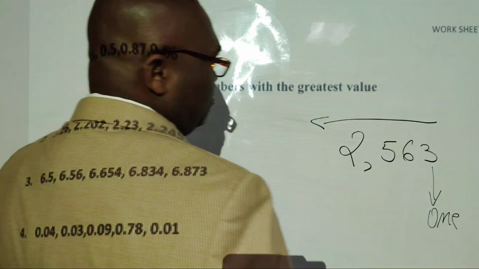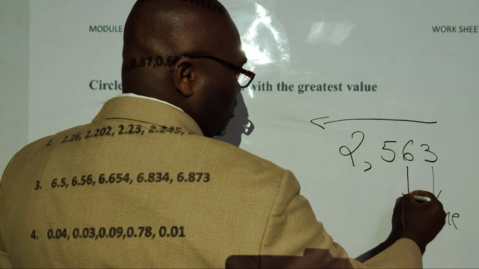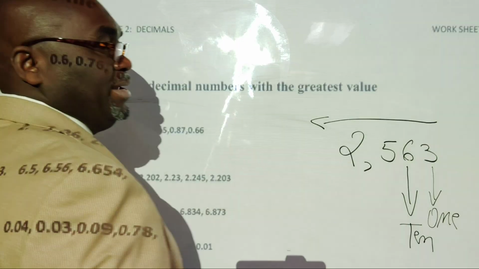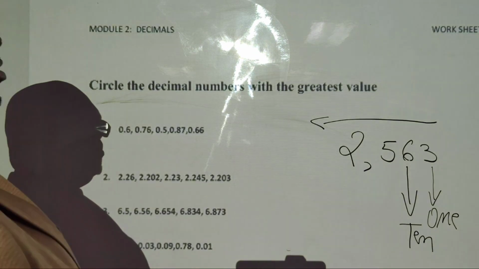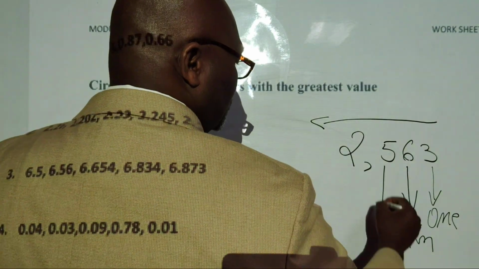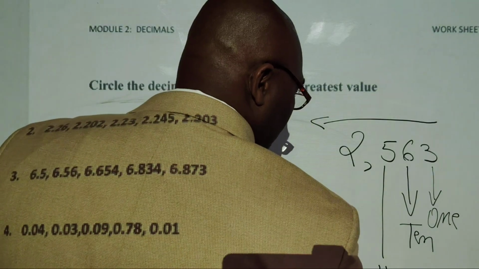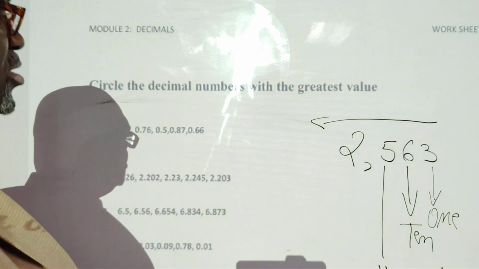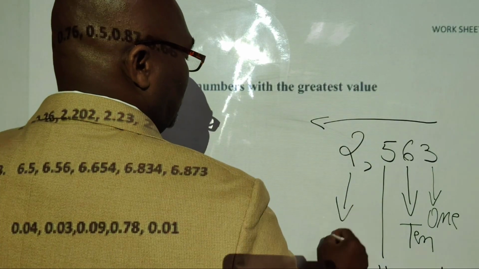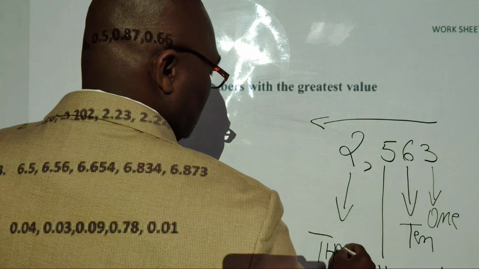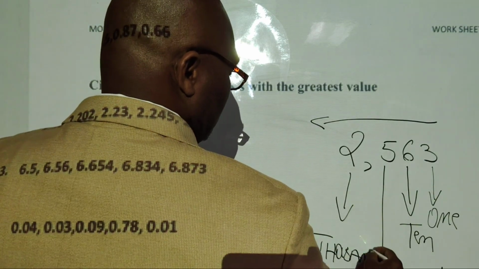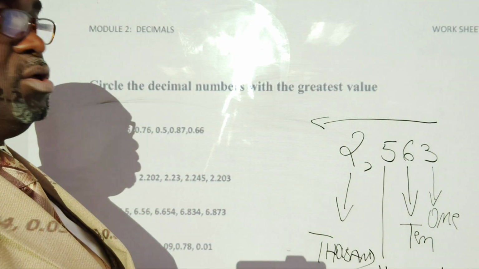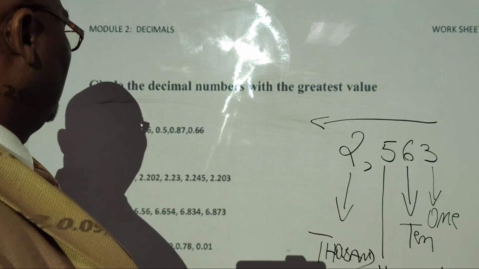The second last number we call the 10, so that number occupies the 10 place value. This number right here occupies the 100th place. And this right here occupies the 1,000th place. All right, so this is how you learn those things.